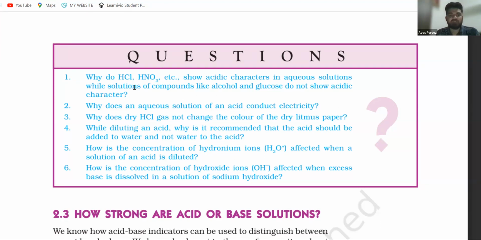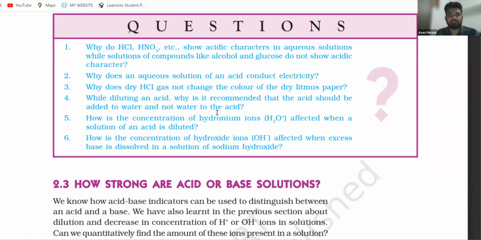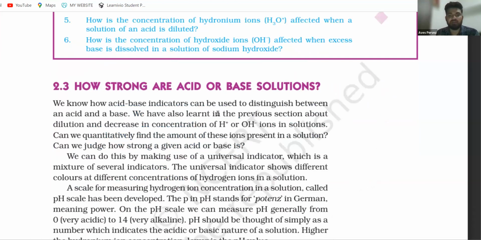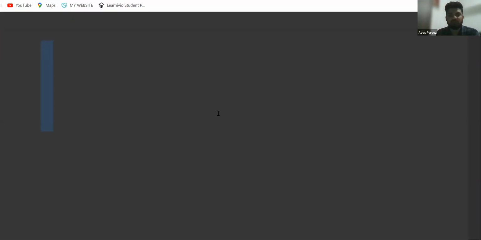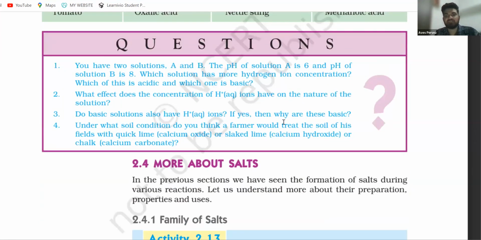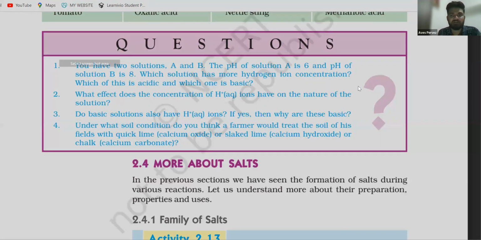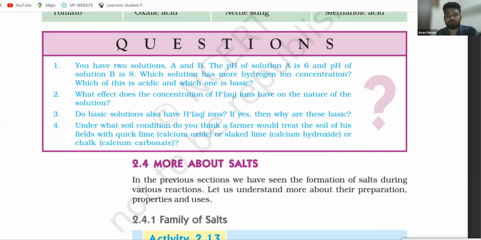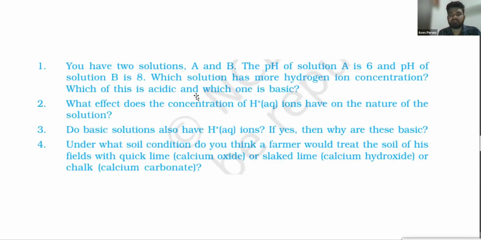So dear students, these are very important questions. So let's discuss these questions in great detail. Let me check, there are some other questions of NCERT also. Here it is. Do the basic solutions also have H plus ions? If yes, then why are they basic? So NCERT is going to ask you these questions. Let's discuss these important questions, and let's discuss each and every question in an interesting and excited manner.